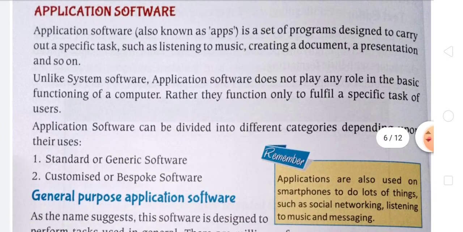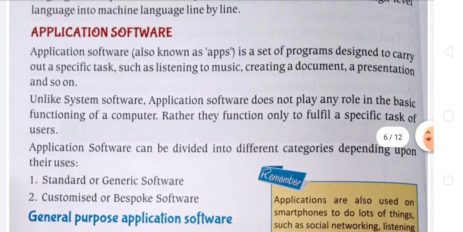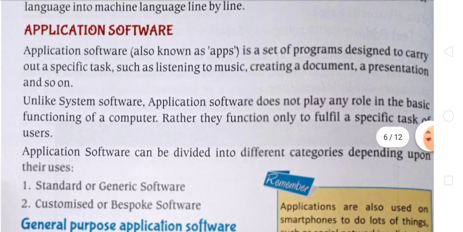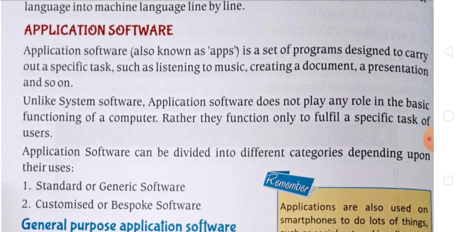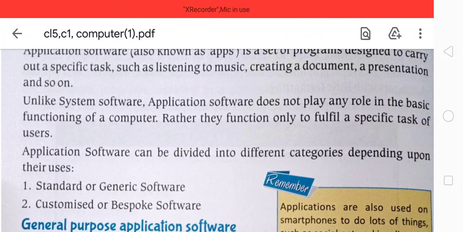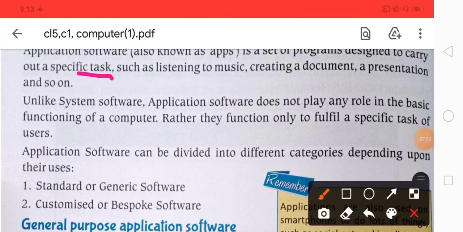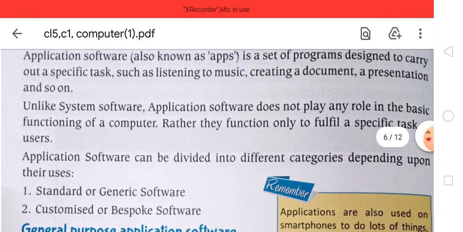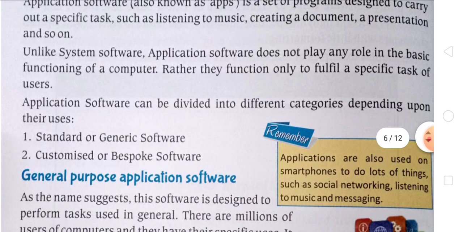Then after that, application software. Application software, you also know this as apps. It is a set of programs designed to carry out specific tasks. If we talk about music apps, you use them for listening to music, and for creating documents and presentations and so on. So you all know about apps, and these are known as application software.